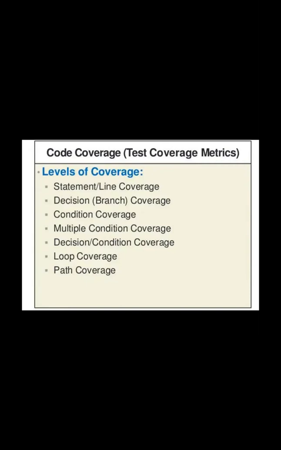So these are the 7 types of coverage. Code coverage is categorized into 7 types. First one is line or statement coverage, decision and branch coverage, condition coverage, multiple condition coverage, decision and condition coverage, loop coverage, and path coverage.